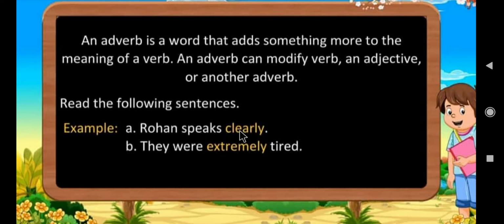Rohan speaks clearly. So, clearly here is an adverb because it gives more information about Rohan, how he is speaking. Next, they were extremely tired. Extremely here is an adverb because it gives more information about how they are feeling.